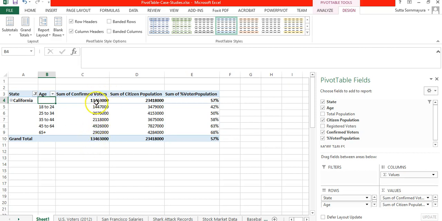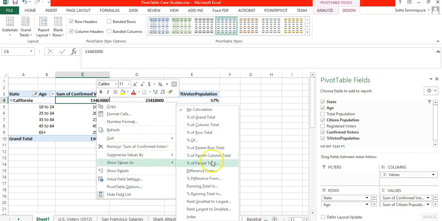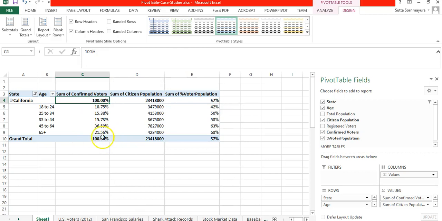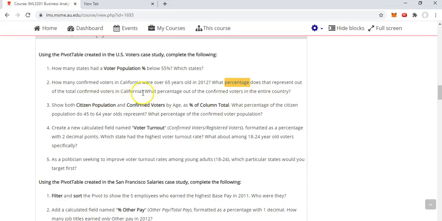So you can use show values as. Okay, you can use show values as. You can see the grand total is okay, because this is just 100% for California, and this is the answer for the second question: 21.56%.